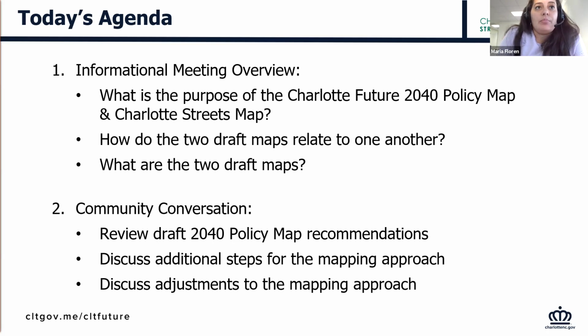But in today's meeting, we'll be providing a brief overview of what was covered in that meeting, including the purpose of the policy map and the Charlotte Streets map, and how the two maps relate to one another. The majority of today's meeting, however, is going to be a community conversation around the policy map. So we'll take a look at how the policy map recommendations were developed within this geography. And then we want to talk about how we might need to revise our citywide mapping approach to make it more accurate and better aligned with the comprehensive plan.